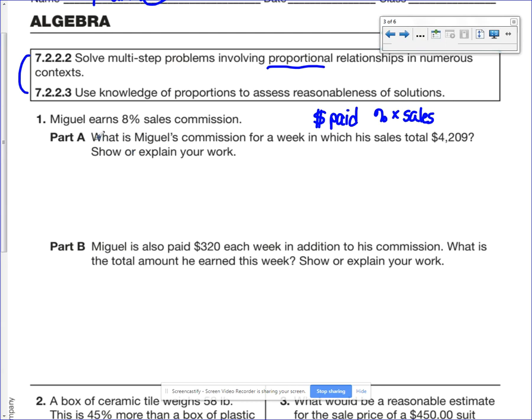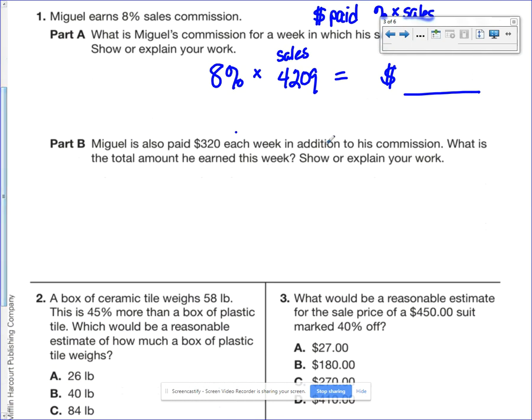So in part A, it says, what is Miguel's commission for a week in which his sales total $4,209? Show or explain your work. So what I want you to do is say, well, he's going to get 8% times whatever his sales are, which happen to be $4,209. All you need to do is grab a calculator, crank this out, make sure that you're labeling it as money, and make sure if you need to do some rounding, round to the nearest penny.